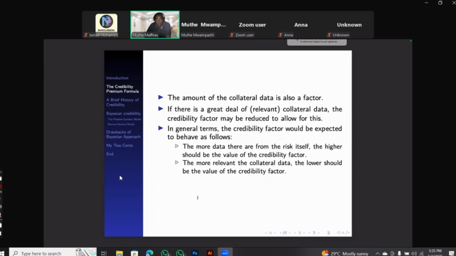And then in this case here, of course, the more relevant the collateral data, the lower should be the value of the credibility factor. So we are saying if you have more data from the collateral, then of course you should not put more weight in the risk itself. Why? The more data, the more insight we can draw from the collateral. So probably you should put more weight in the collateral compared to the risk itself.